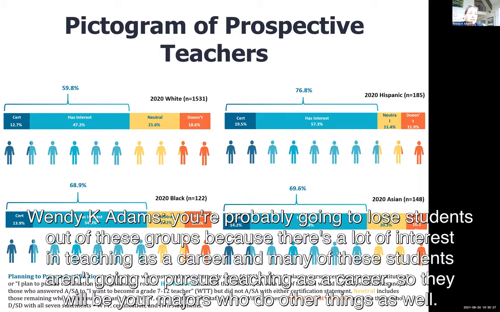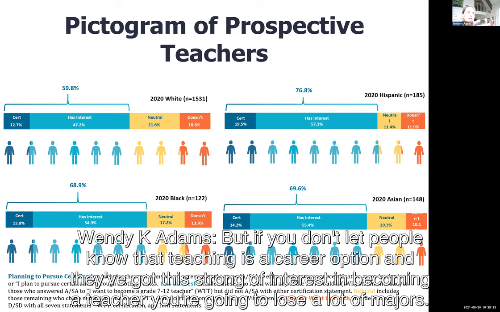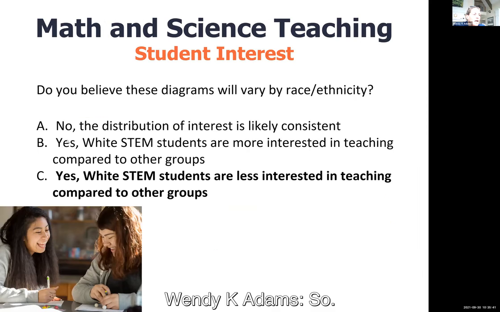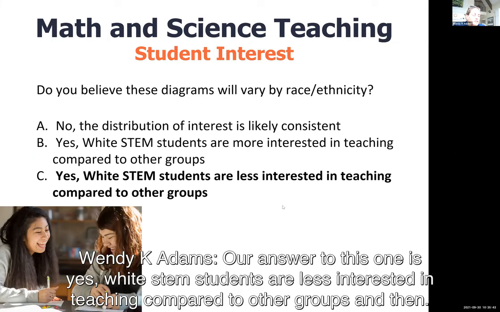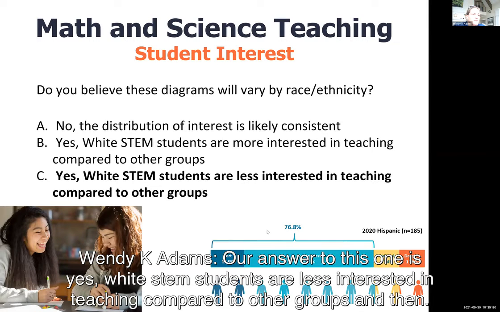career. And many of these students aren't going to pursue teaching as a career, so they will be your majors who do other things as well. But if you don't let people know that teaching is a career option, and they've got this strong of interest in becoming a teacher, you're going to lose a lot of majors. So our answer to this one is yes, white STEM students are less interested in teaching compared to other groups.